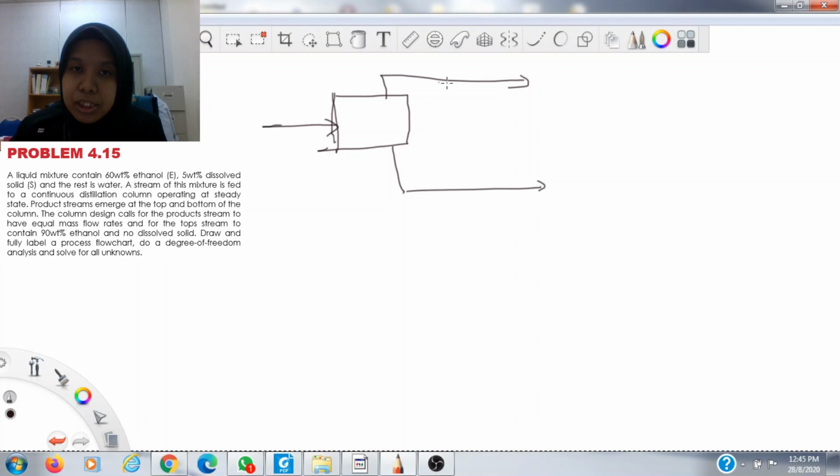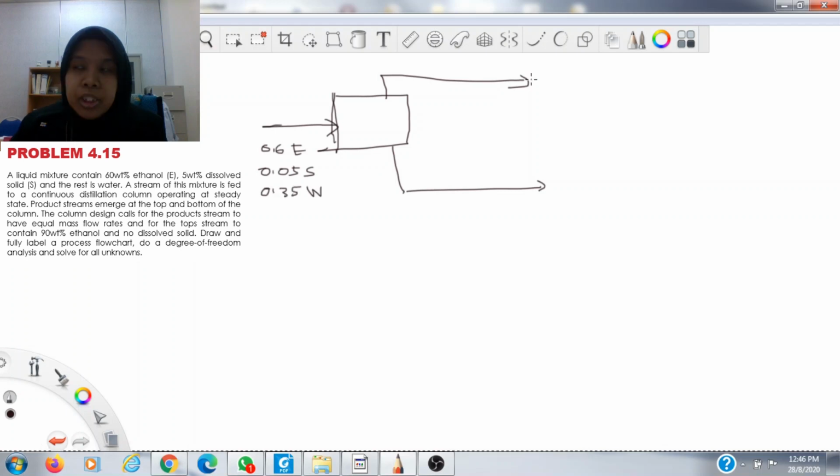So automatically in your mind, when we're talking about a unit operation like a distillation column, you will have one input and two outputs, one at the top, one at the bottom. Either you call it top, bottom, or distillate, something like that. From the question, the liquid mixture to be separated has 0.6 weight fraction of ethanol, 0.05 of solid, and the remaining is 0.35 of water, because the total must be 1.